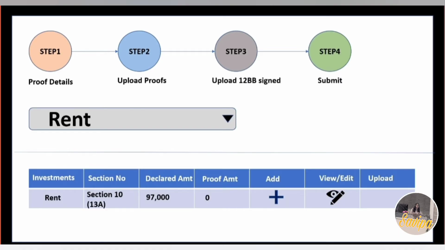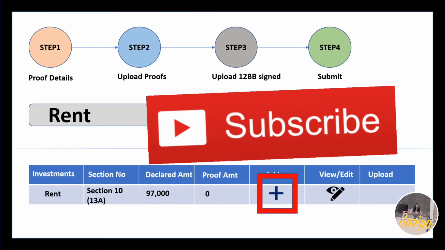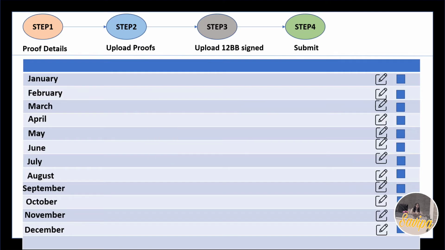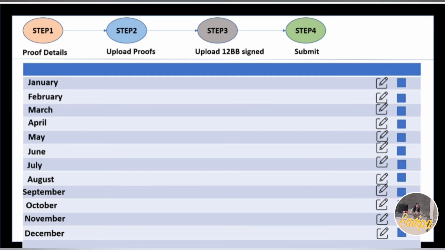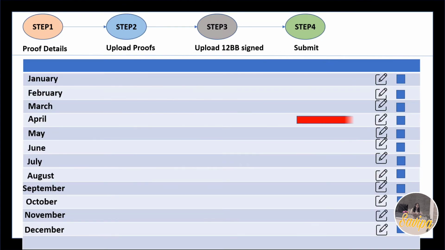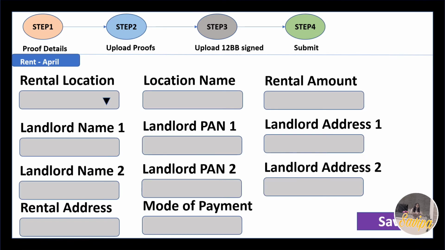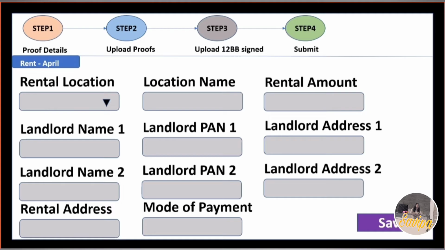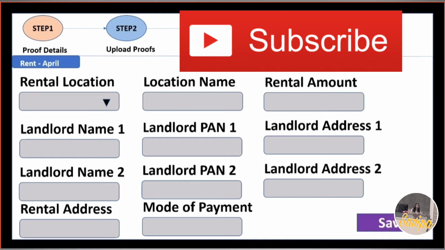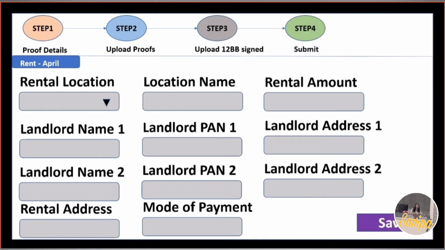Now here you can see the add button. If you click this add button, you can see several months. I declared from April, so from April I am going to provide the details of step 1. Please click this edit icon. Once you click it, you will be redirected to the specific month. You might think it is only one month, but no, for every month which you have declared, you have to edit and write these details.